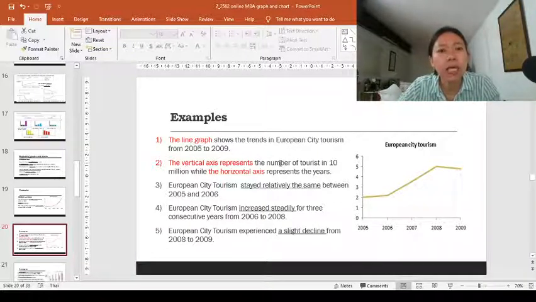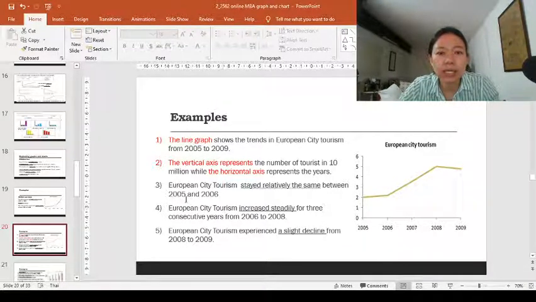And then in the second sentence, we have the vertical axis represents the number of tourists in 10 millions, while the horizontal axis represents the year. So here the sentence describes the line graph. And then we can start explaining the line graph in detail.